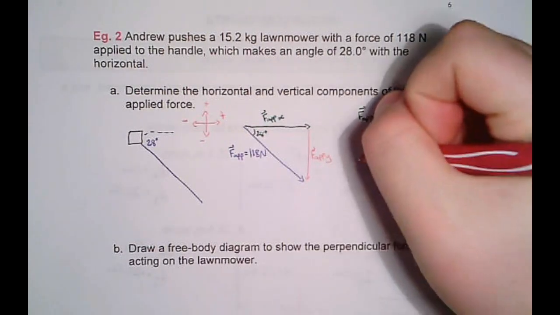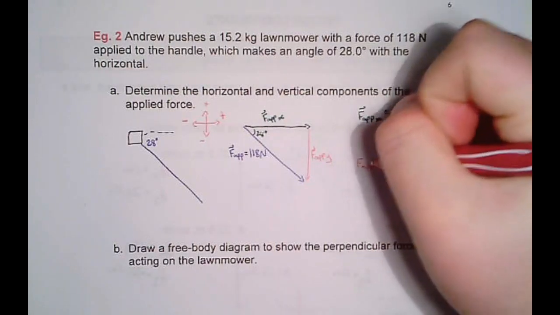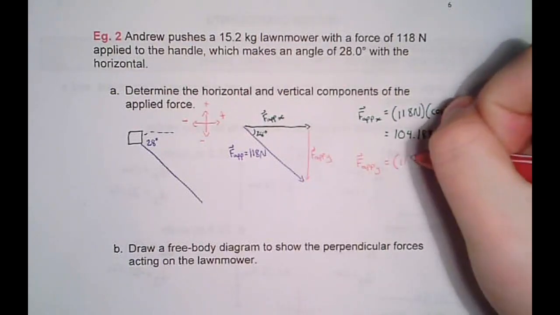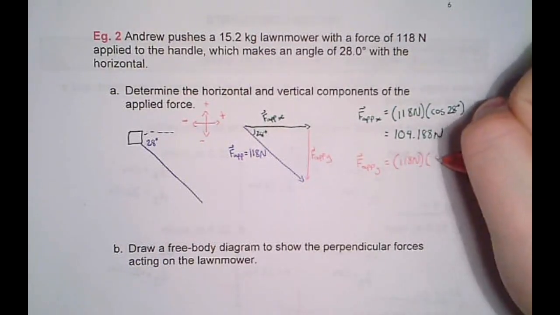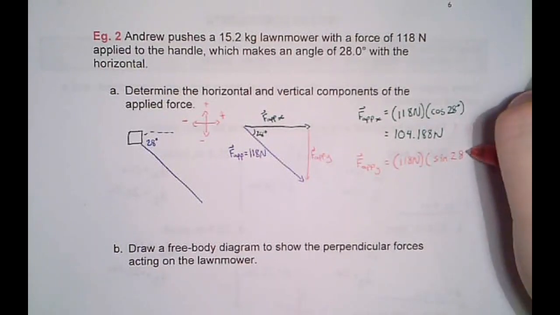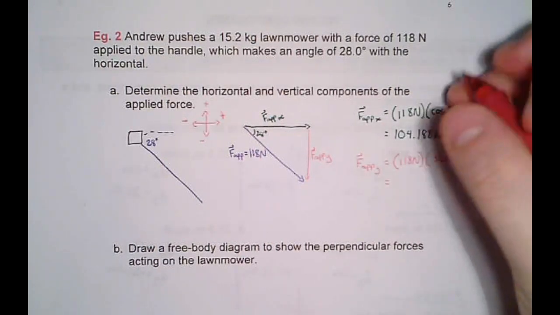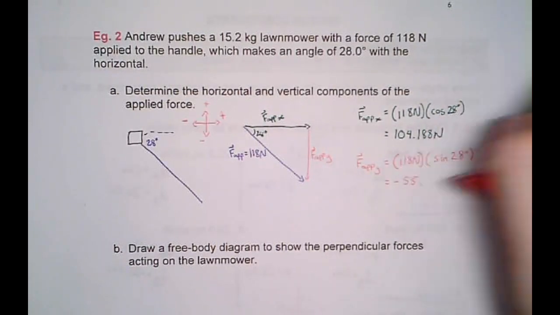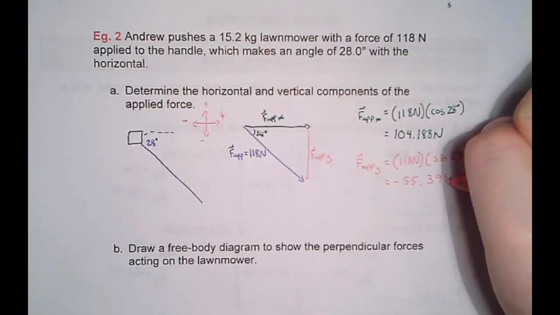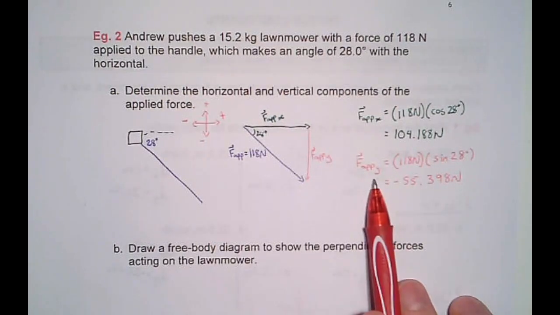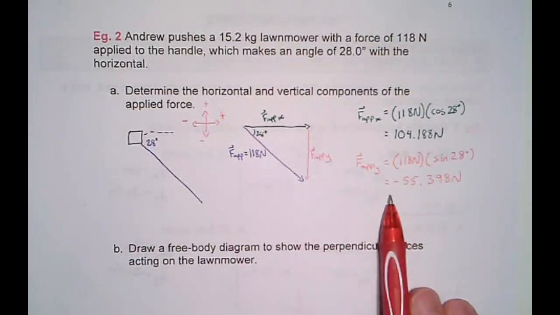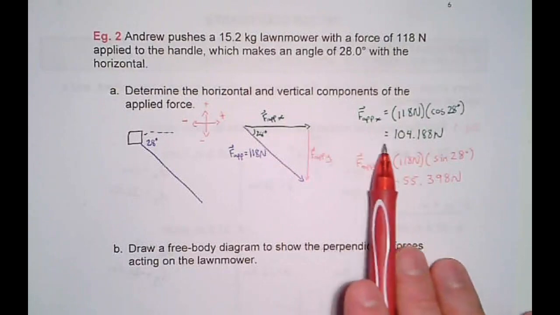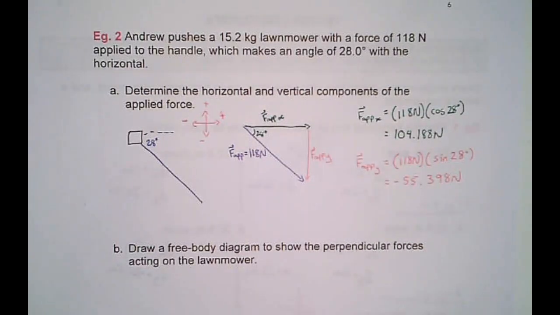Then when we find the y component, we do the same thing we've been doing the whole time. 118 newtons times the sine of 28 degrees, and that's going to equal negative 55.398 newtons. That makes sense. The applied is heading south, which is a negative direction, and the applied on the x component is headed east, which is a positive direction.